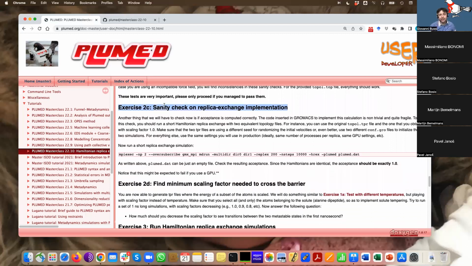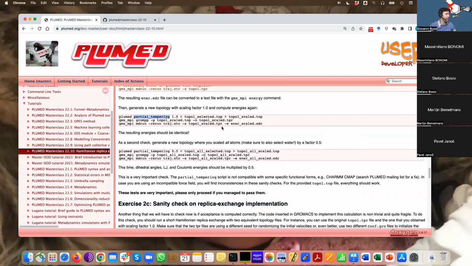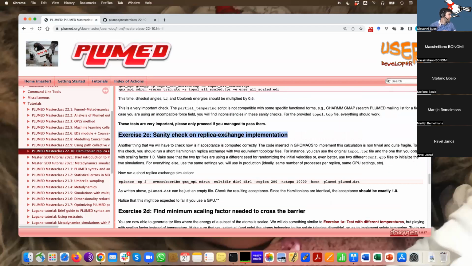Then there is another test. The test above is a test of this partial tempering script. In addition, you should make sure that on your system, with your settings, the implementation of this -HREX flag is working correctly. I say this because the implementation of this is really tricky, and there might be some setups on which it fails. So really do this test.